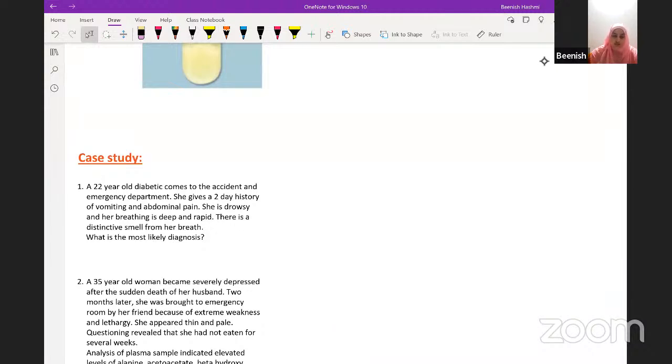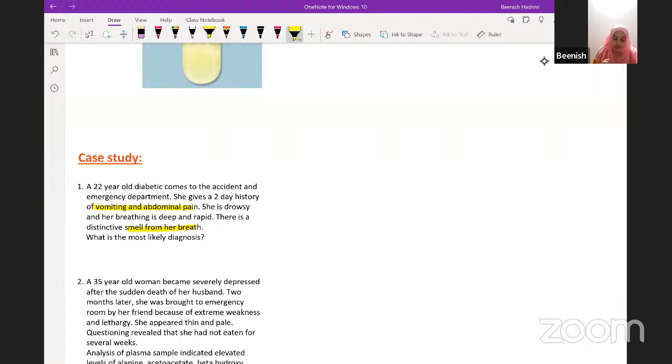A 22-year-old diabetic comes to the accident and emergency department. She gives a 2-day history of vomiting and abdominal pain. She is drowsy and her breathing is deep and rapid. There is a distinctive smell from her breath. What is the most likely diagnosis? Vomiting and abdominal pain are symptoms of diabetic ketoacidosis.